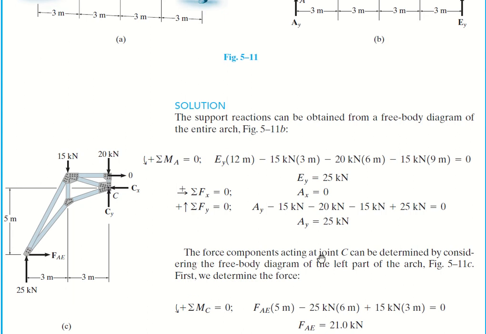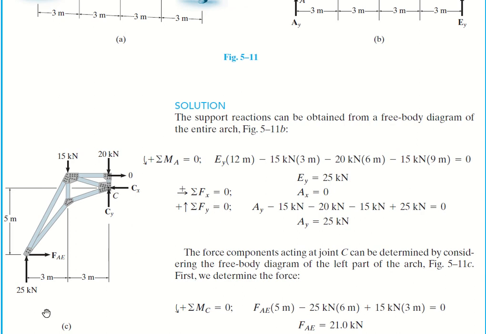Now the force components acting at joint C, this is your joint C, can be determined by considering the free body diagram of the left part of the arch. You can consider the left part of the arch from support A to point C. This figure C is representing the free body diagram. Taking summation of moment at point C equal to 0, because it is a hinge, so all the bending moments will be equal to 0 at this point, right? Now there is CY and CX at this point.